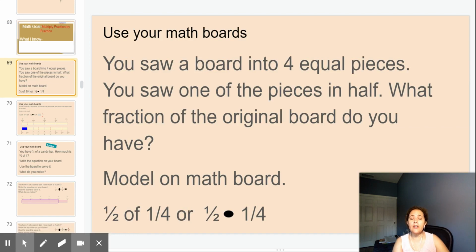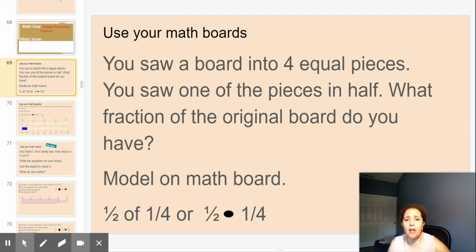Okay, so let's look at this first problem. If you are in class and you have your math boards, or if you're at home and you have your math boards, get those out and turn it over to the part where it has your fraction bars. Okay, so you saw a board into 4 equal pieces. You saw one of the pieces in half. What fraction of the original board do you have?